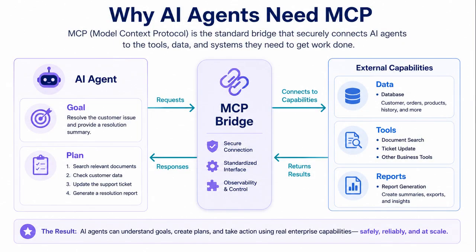Now let's look at why AI agents need MCP. An AI agent can understand a goal and plan steps. But planning alone is not enough. To finish work, the agent needs access to tools and context. It may need a database query. It may need a document search. It may need to update a ticket or prepare a report. MCP helps expose those capabilities in a structured way.